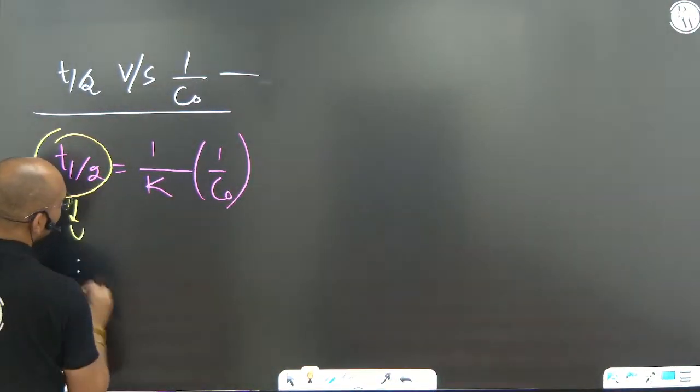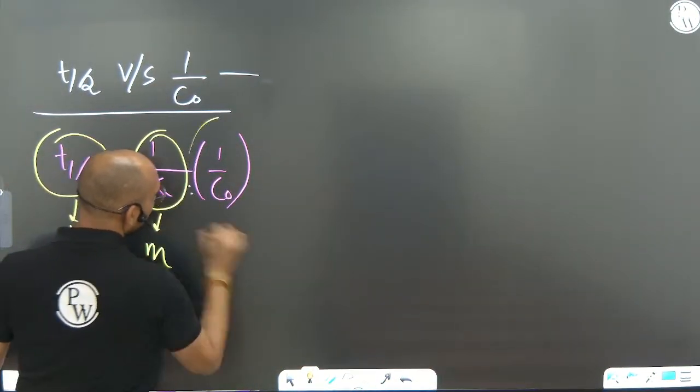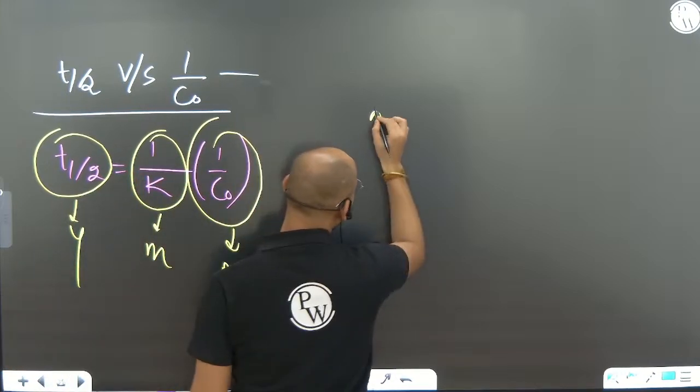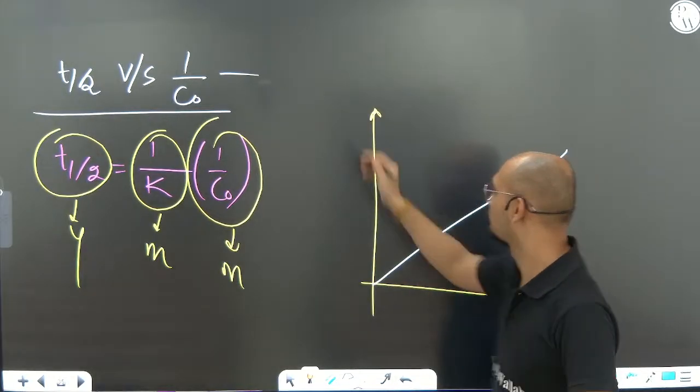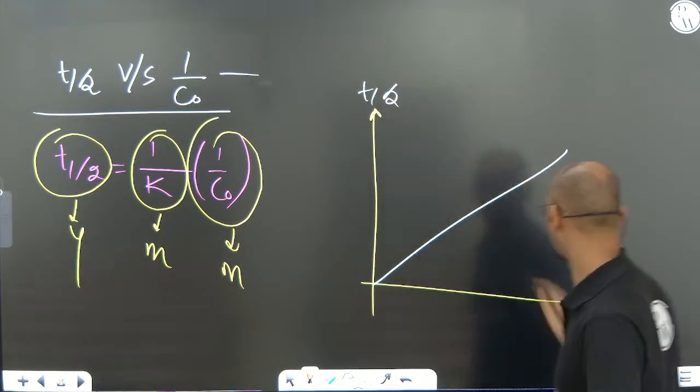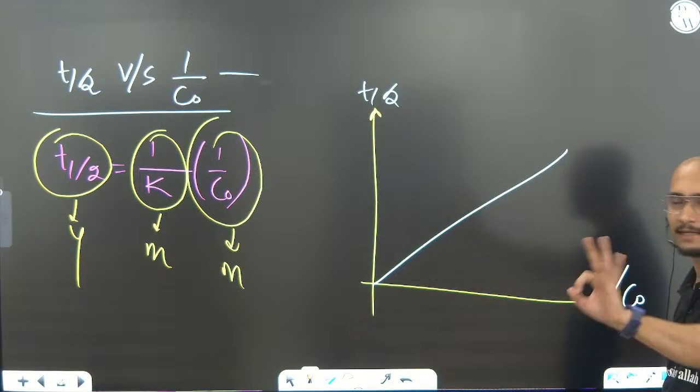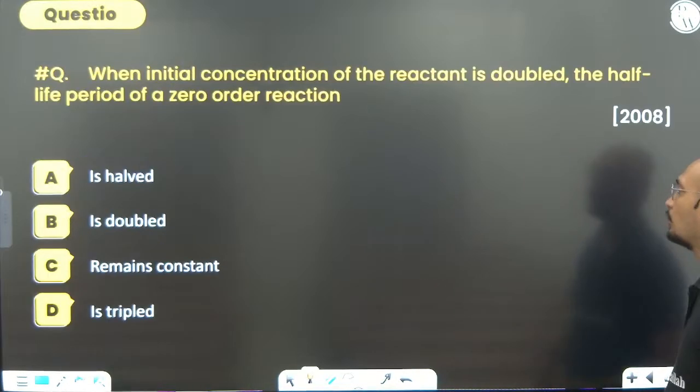y equals to m into x. Y equals to mx कैसा दिखता है? A straight line passing through origin. Straight line passing through origin means like this. What is that? It is t half and it is what? 1 by c naught. Is there any issue? I do not think so. So that is how we can solve such questions.